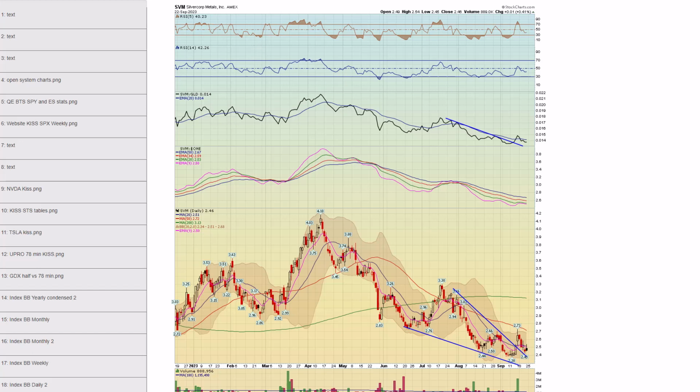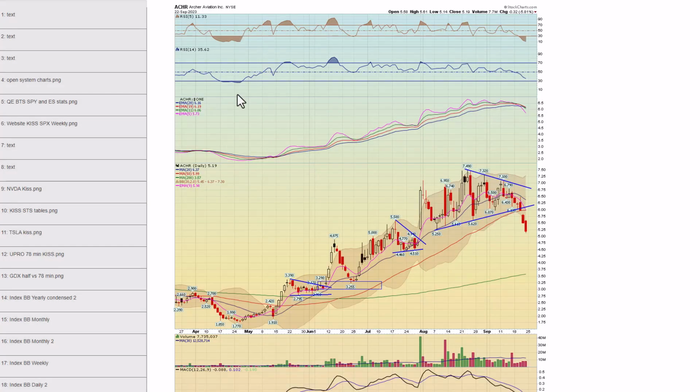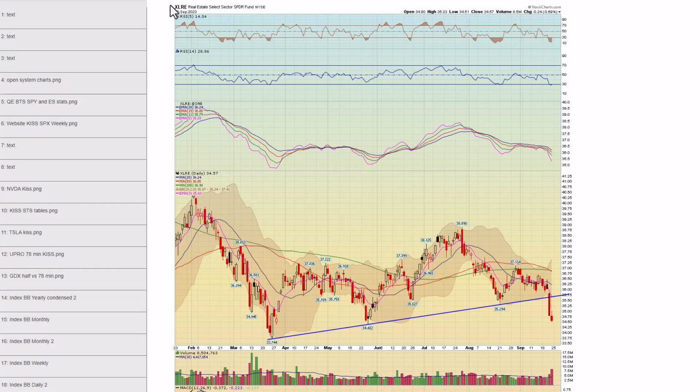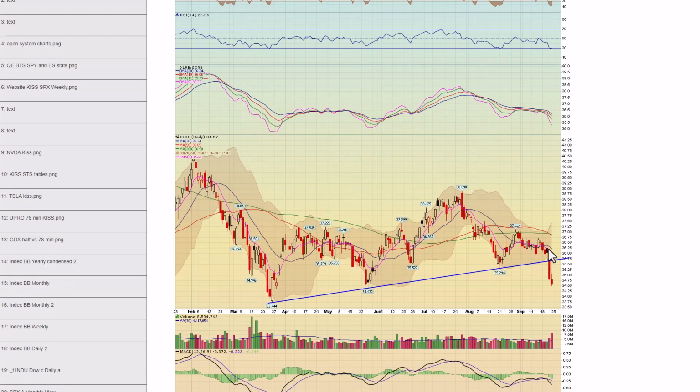Let's follow up with some recent ideas. I didn't add any new ideas here, guys. So here's ACHR. This has been on the watch list. It broke down for a short last week, as you can see. Chart 109, CRS was a long that actually played out despite the market pulling back. Another short that we had, XLRE, you could see this was on the watch list for a couple weeks, broke down hard last week below that trend line.